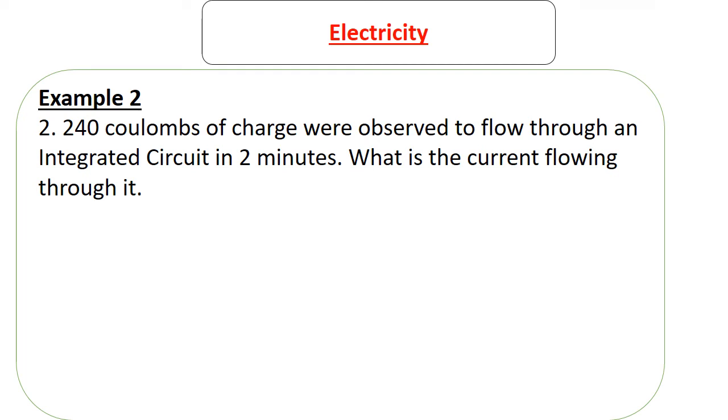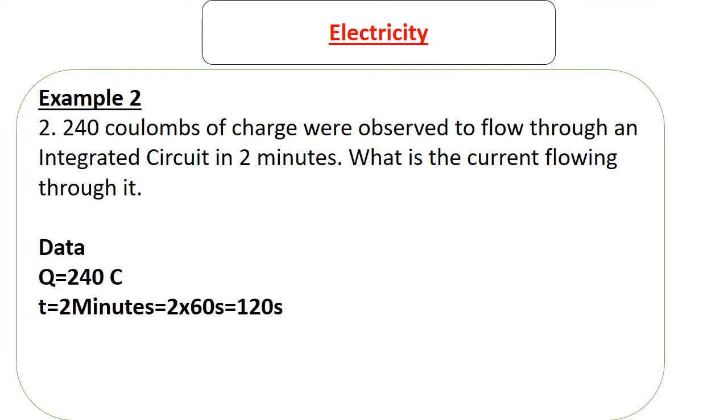Example 2. 240 coulombs of charge were observed to flow through an integrated circuit in 2 minutes. What is the current flowing through it? So again, we've been given charge, which is 240 coulombs, and also time, 2 minutes, which if we convert to seconds, we're going to do 2 times 60 seconds, which is going to be 120 seconds.